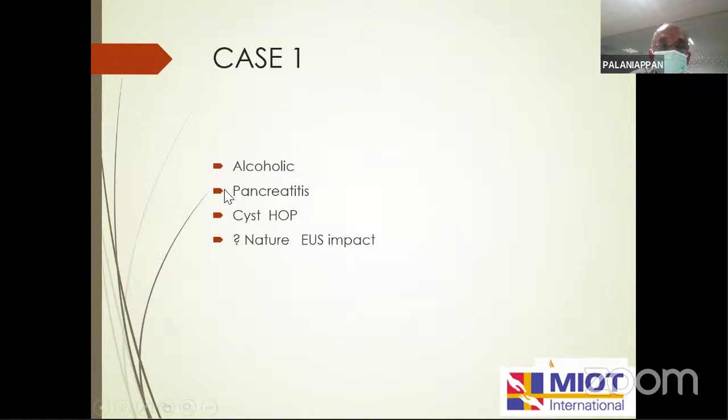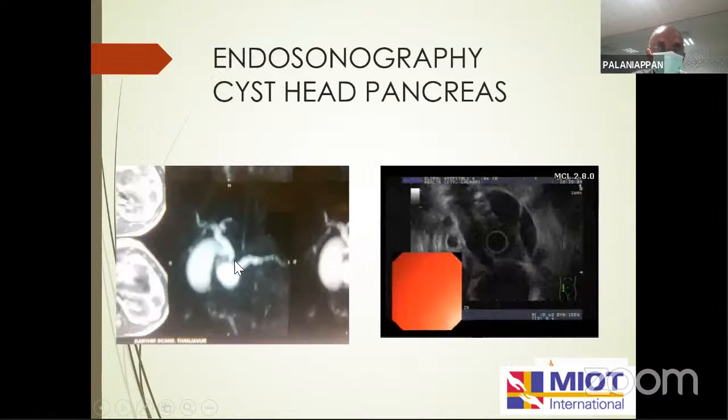This was an alcoholic patient, with pancreatitis. On follow-up, this MRI picture shows a cyst in the head of the pancreas. This is the bile duct. This is the pancreatic duct. This is the gallbladder. This cyst was initially thought to be a pseudocyst. So they thought we can leave it.